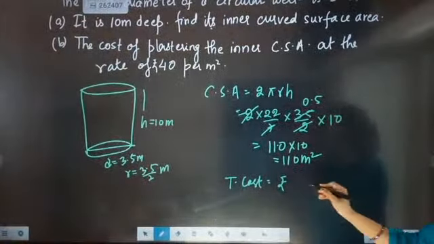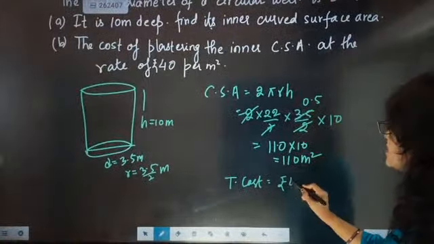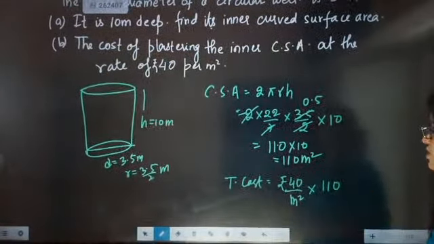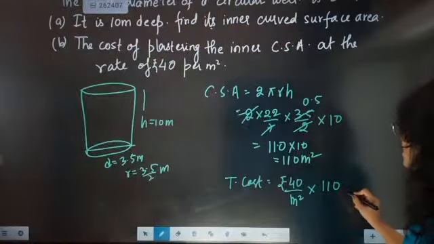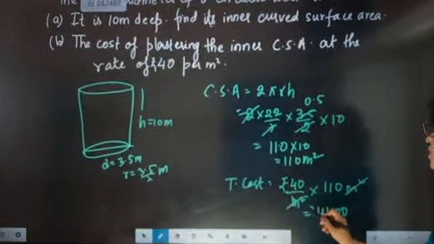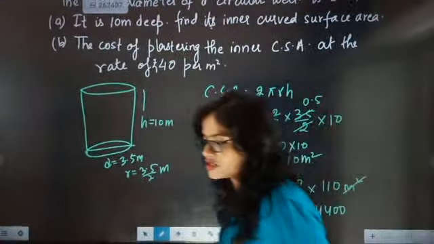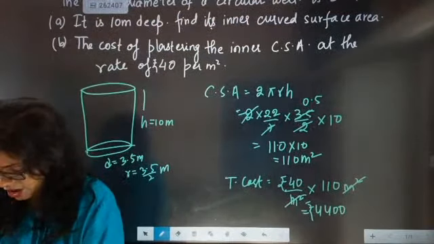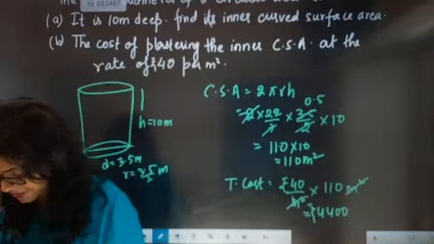So curved surface area is 2 pi r h. So rupees 40 per meter square into 110. So meter square and meter square will get cancelled. It will come to 4400. So rupees 4400. So the total cost will be 4400. This was the first question. Okay, fine. Now I am telling you the next question.